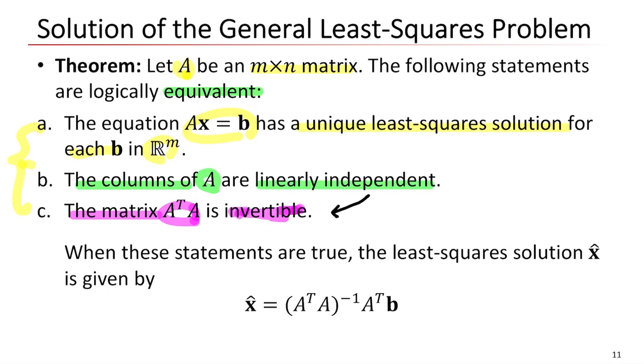We can say that if the columns of the matrix A are linearly independent, then Ax = 0 should have only the trivial solution, right?